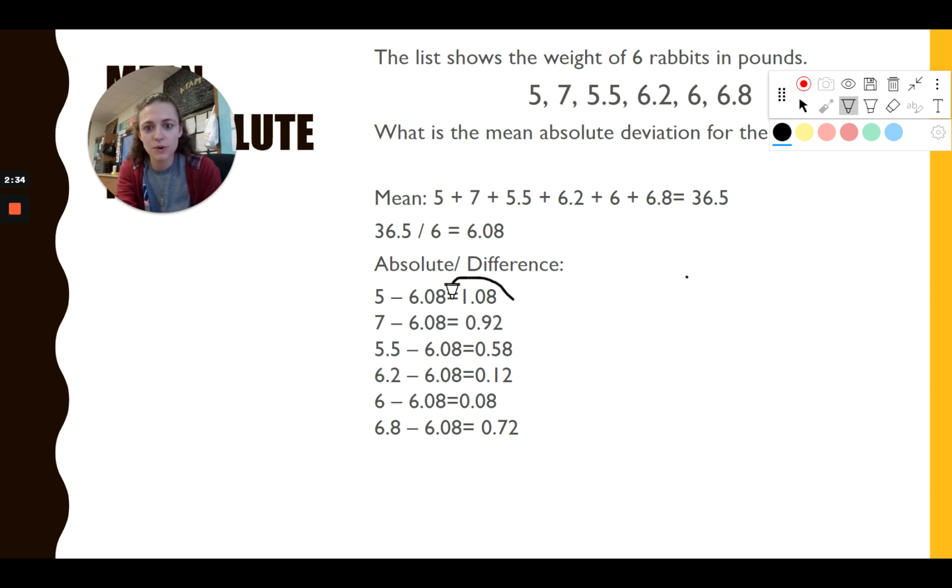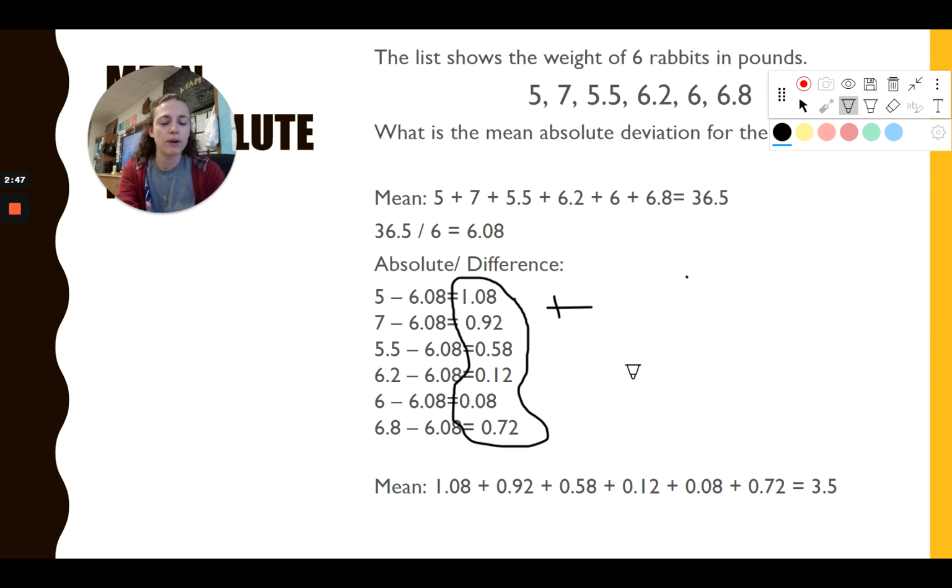So what you are going to do with all of these new data points that you just calculated is you are going to find the mean or the average of these new 6 points. Therefore, you would add them all up, and when you do that, you would get 3.5. Then there is one more step to calculate the mean, and that is to divide by the amount of numbers, which should still be 6. Therefore, your mean absolute deviation is 0.58.